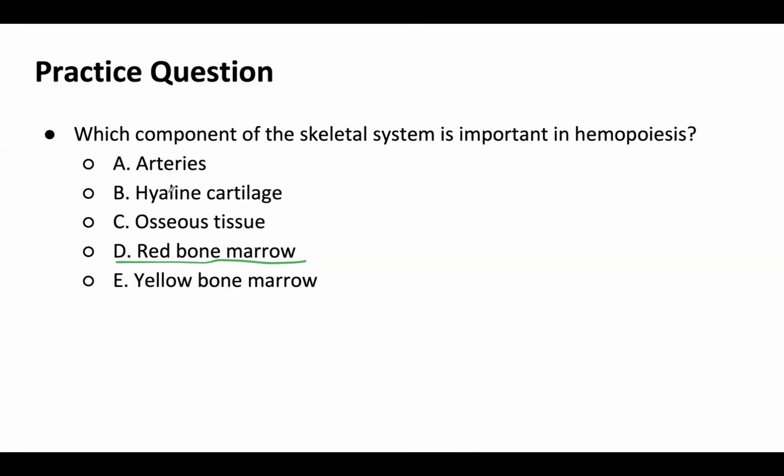That's why it's correct. I did have arteries here as a distractor to be just a little tricky. Arteries are definitely very important in transporting blood, but it is not in arteries that blood is formed. So this isn't correct. Hyaline cartilage is definitely not correct either. In fact, hyaline cartilage is mostly avascular, so not as important. Osseous tissue itself is not blood forming, even though red bone marrow is stored in spaces between bone. And yellow bone marrow, again, it's not blood forming either, so not correct. So all signs are pointing towards red bone marrow as being the correct answer.